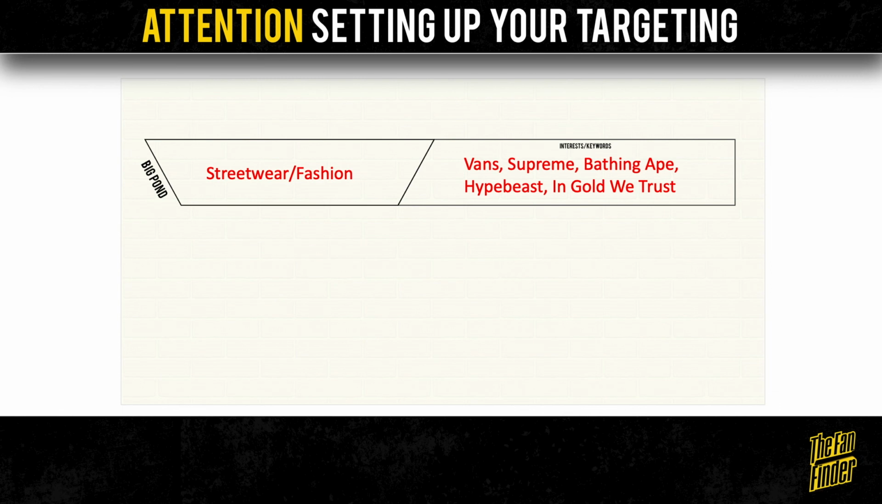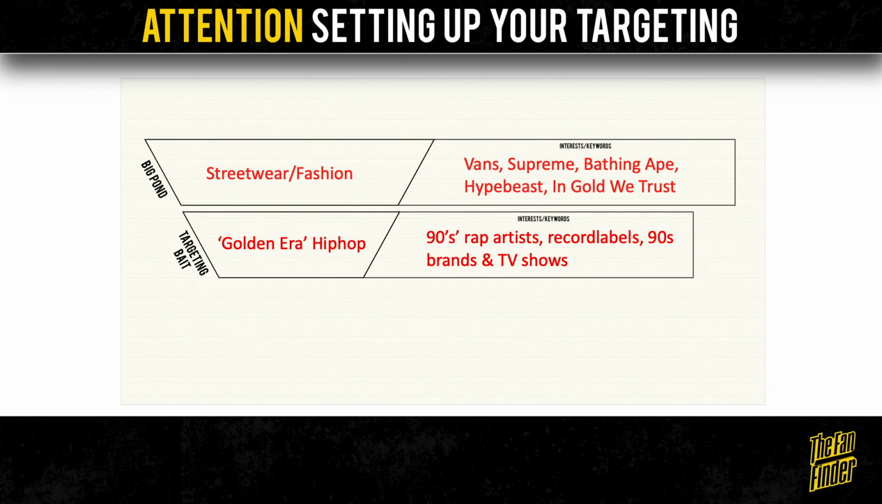Okay, so in that pond called streetwear, we need to find those particular right fish. And that's why in our targeting, we're going to add another layer. So we're going to say, okay, we're going to fish in that pond called streetwear fashion, but actually only the people inside that pond, the fish in that pond, the people inside that audience that are into golden era hip hop, which we will be targeting by 90s rap artists, record labels, etc., those are the fish I'd like to catch. Okay, and that is actually how good targeting works.